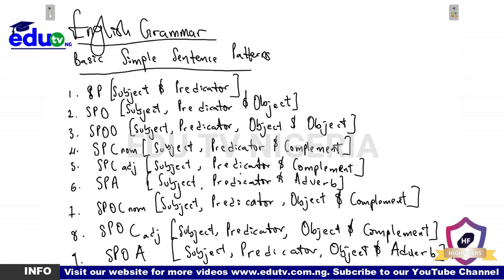So we have the basic simple sentence patterns. That tells you that normally the English sentence can be simple and can be non-simple. Those are the two basic divisions of the English sentence. When a sentence is simple, it can also be basic or non-basic. So viewers, note this. First, the English sentence can be simple and it can be what? Non-simple. Number two, if the English sentence is simple, then it can be basic or it can be non-basic.